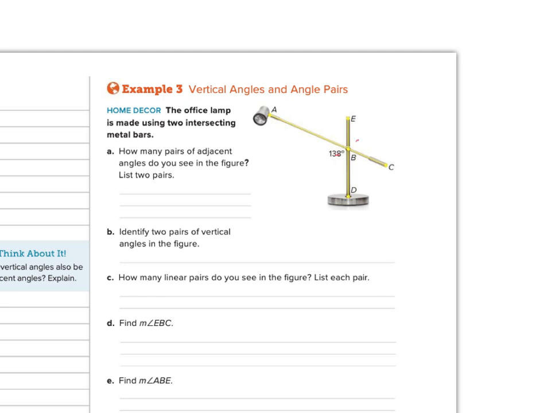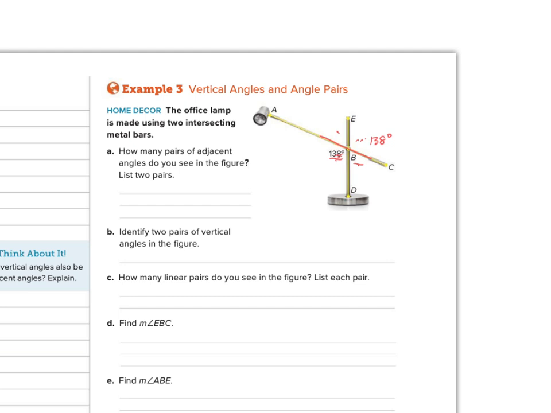We know that opposite angles would be congruent, so I could automatically say, well, that's opposite. I know that these two angles are congruent. I know that 138 degrees and angle B would be a linear pair because they form a straight line. So there's a lot of things that we can come up with, but let's see here. How many pairs of adjacent angles do you see in the figure? List 2 pairs.